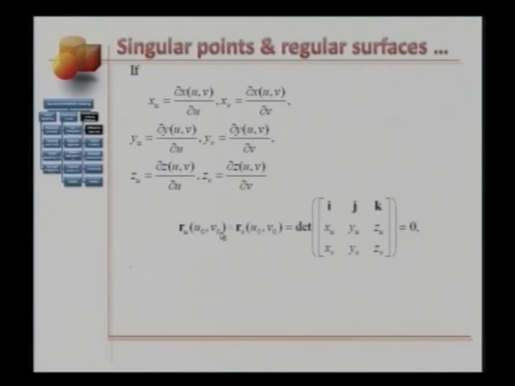then one can compute the cross product between the two tangents r sub u and r sub v. You would know that the cross product is given by the determinant of this 3 by 3 matrix. The first row contains the x, y, and z direction unit vectors. The second row will contain x sub u, y sub u, and z sub u. And the third row will have x sub v, y sub v, and z sub v. And for the cross product to be not 0, this is what the condition is.